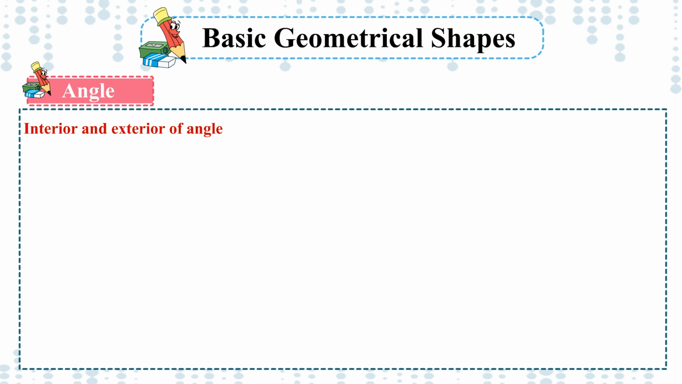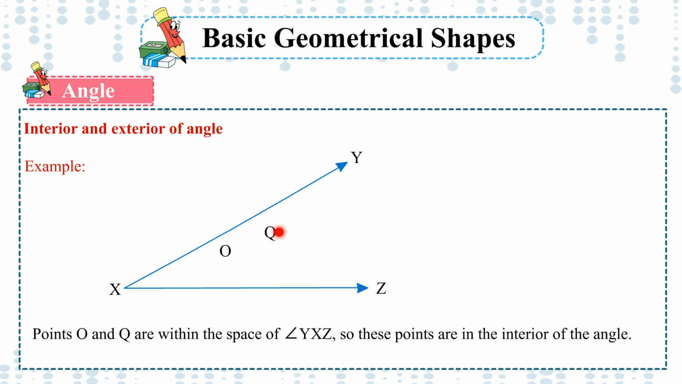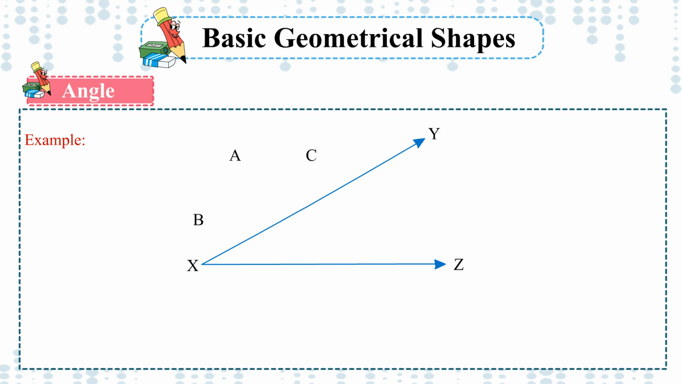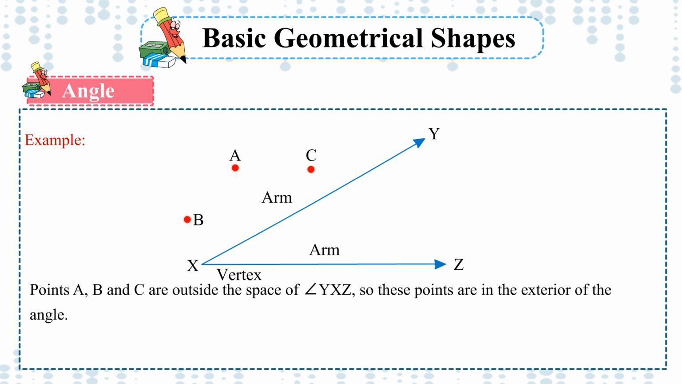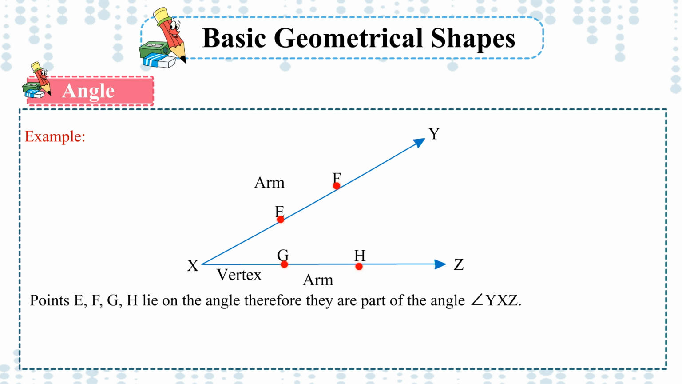Interior and exterior of angle. Example. Points O and Q are within the space of angle YXZ, so these points are in the interior of the angle. Example. Points A, B and C are outside the space of angle YXZ, so these points are in the exterior of the angle. Example. Points E, F, G, H lie on the angle, therefore they are part of the angle YXZ.